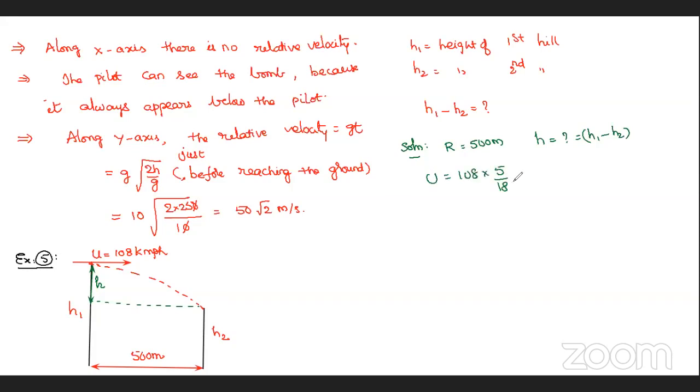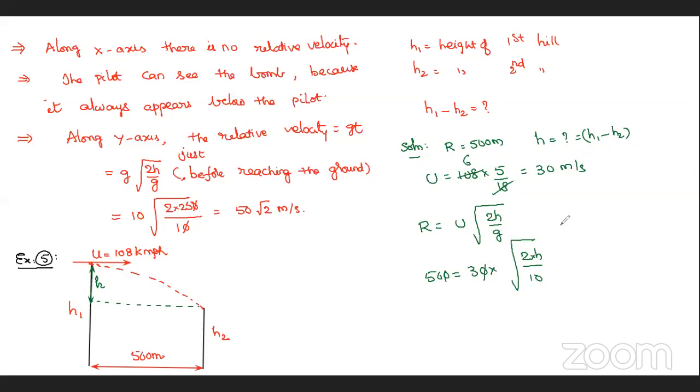From the top of the tower, horizontally projected, U is 108 kmph. So 5 by 18. Convert this 108 into meters per second. 108 divided by 18 is 6, that is 30 meters per second. Then our formula: R is equal to U root of 2H by G. R is 500, U is 30 into root of 2H by G, 10.